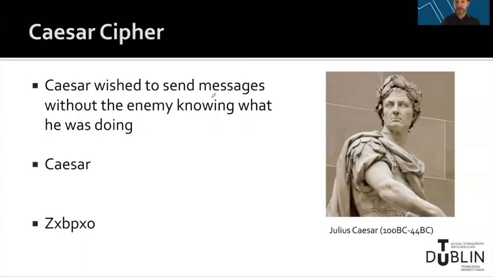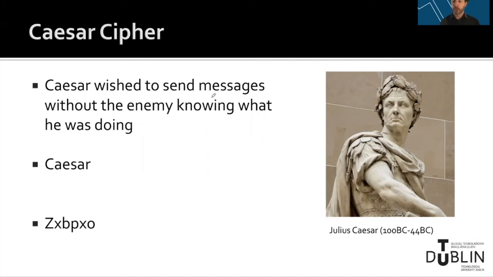So he wished to send messages without the enemy knowing what he was doing. This kind of contradicted the narrative that Caesar was fighting barbarians. Barbarians can read. So therefore are they barbarians? No, they're just people that he was committing genocide upon.